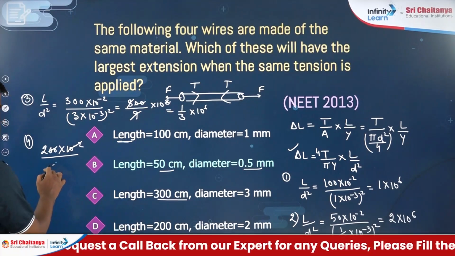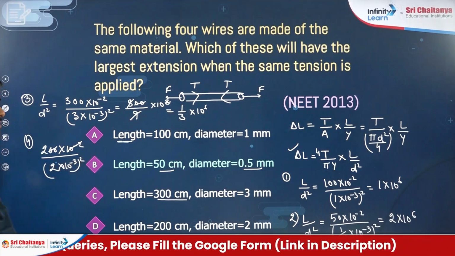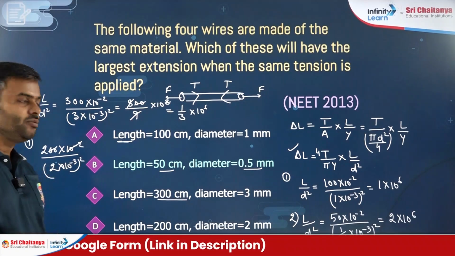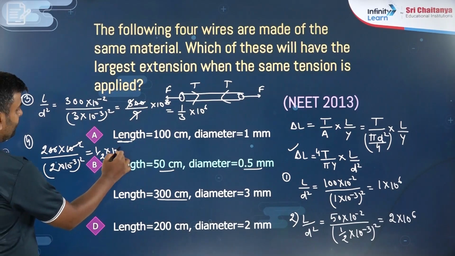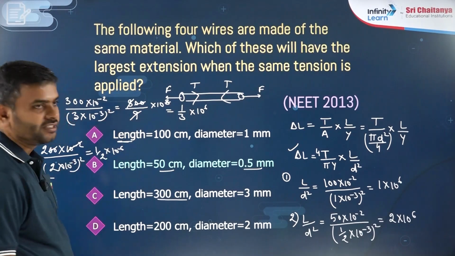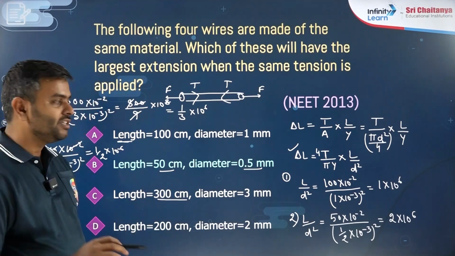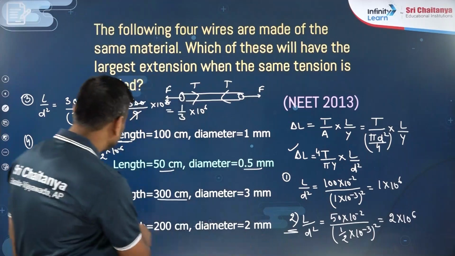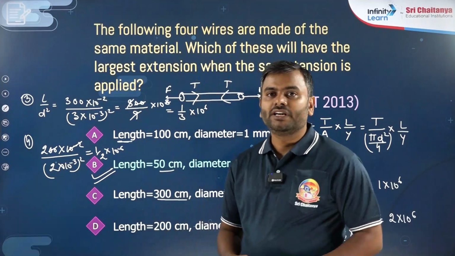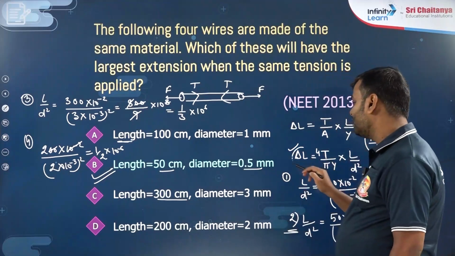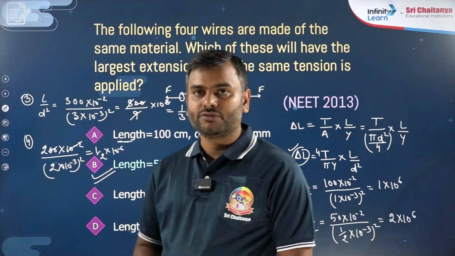This divided by 2 mm, which is 2 into 10 to the power minus 3 whole square, and this will become what? 2 by 4. 2 by 4 is again 1 by 2. So we are getting 1 by 2 into 10 to the power 6. So you can say among all these 4 wires, the wire which is having the highest ratio is the second one, which means that B option is the correct option. So this wire is going to give us the highest value of delta L. Okay, I hope you guys have understood that question.